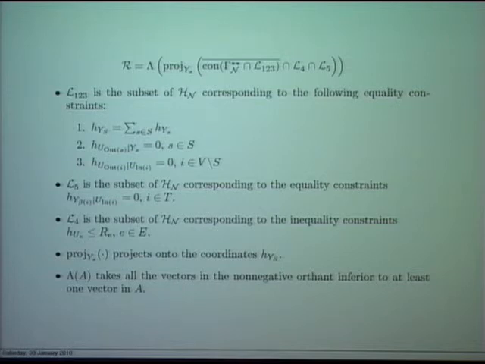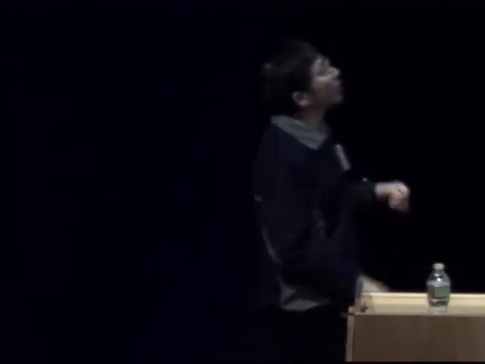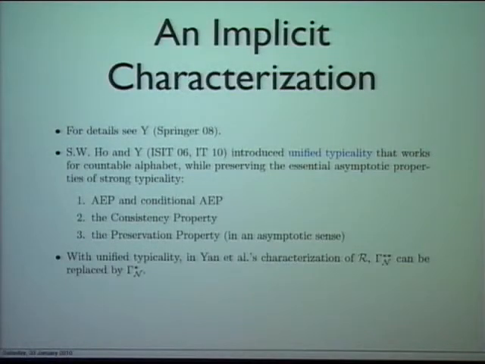Okay, you do this projection, and then finally you will take this operation lambda, and this lambda, if you put a set here as the parameter, lambda on this set A simply takes all the vectors in the non-negative orthant inferior to at least one vector in A, which means that if a particular rate tuple is achievable, then any tuple inferior to that rate tuple is also achievable. Okay, this essentially says that. Okay, now this is an implicit characterization of the capacity region in the following sense. Now, for details, the only published version is the last chapter of my book.